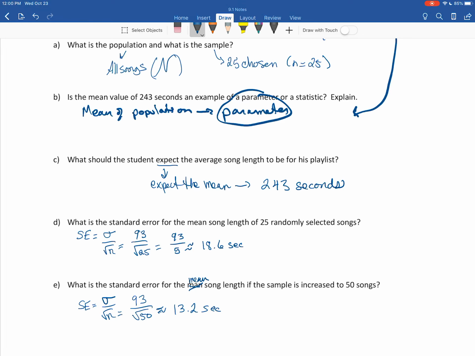So notice what happened. As the sample size gets larger, as the sample size increases, the standard error decreases. So that is a common thread. That's the same as what we talked about in chapters 7 and 8. The bigger samples we take, the smaller margin of error we expect.